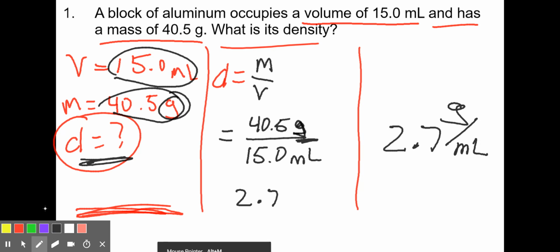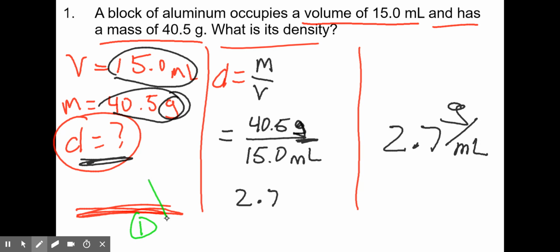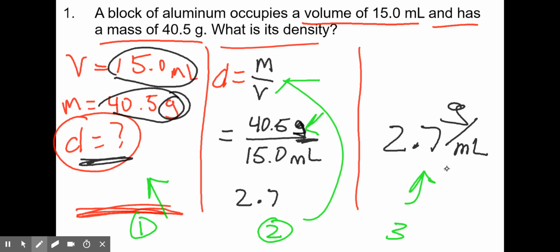Remember that we've got our sections here. This is our first section. We're going to list what we're given and what we don't know. Our second section, we always write our formula and then substitute in our numbers. And in the third section, we write our final answer with the unit and we circle it. There's our final answer. That's how we're going to set up every single problem this year. Every word problem has to be done this way.